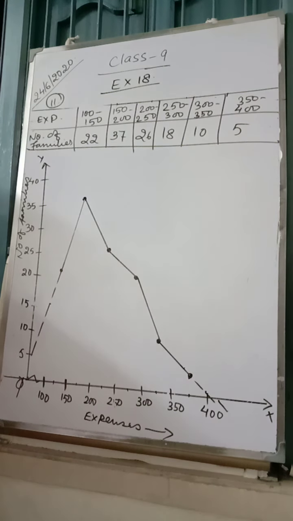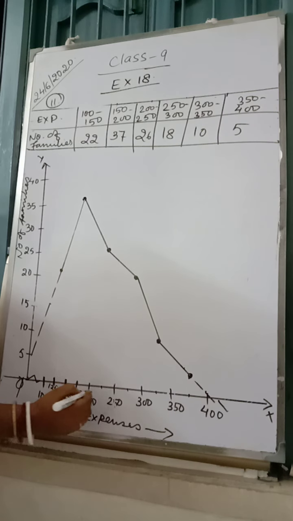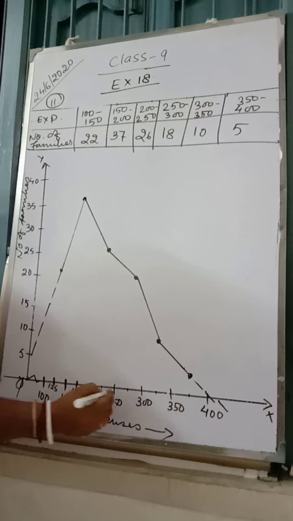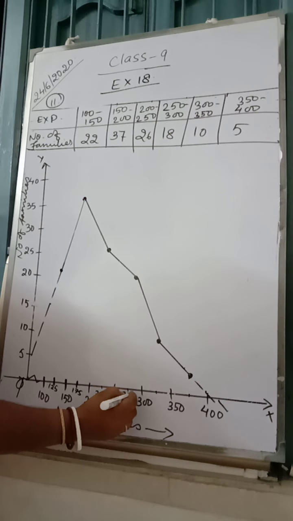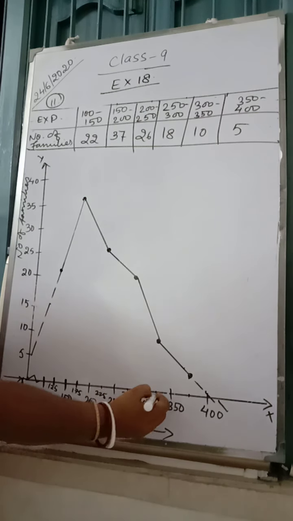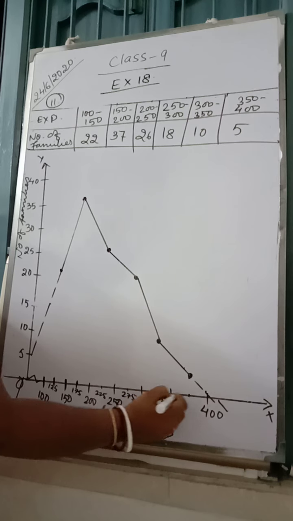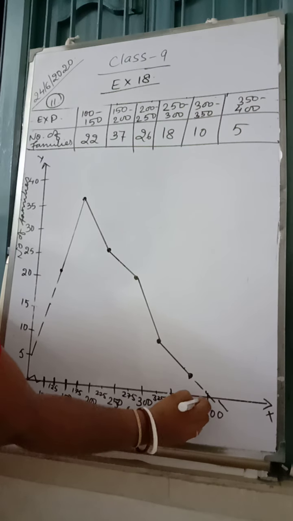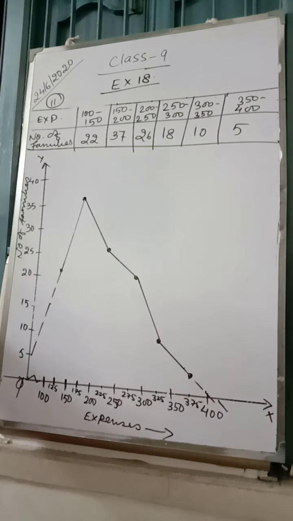Always, or what you can do, you can write the class marks here. It is 125. This is 175. At the points 125, 175, 225, 275, 325 and 375. At this point we have made this. If you want, you can write them. If not, leave it.